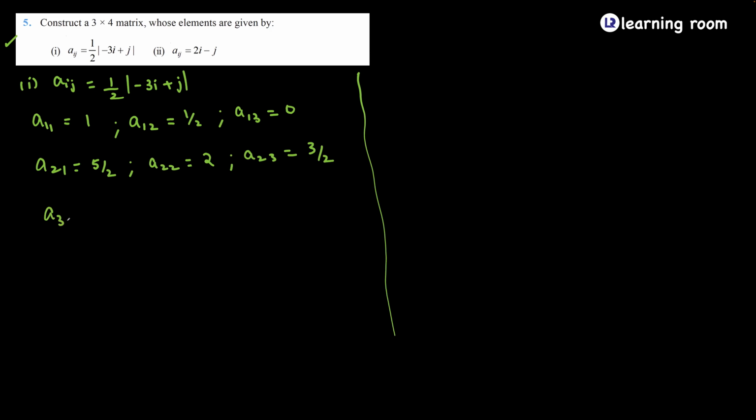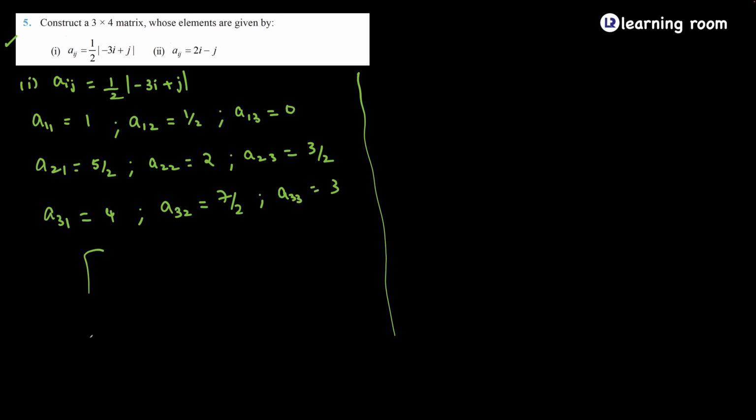What is A31? Minus 9 plus 1, minus 8, mod of minus 8, 8 by 2 is going to be 4. So A32, what is A32? Minus 9 plus 2, minus 7, so mod of minus 7 is plus 7, 7 by 2. So A33 is going to be minus 9 plus 3, so 6, 6 divided by 2 is going to be 3. So we directly created the matrix.